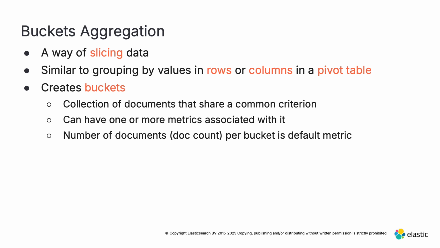In addition to the buckets themselves, the bucket aggregations also compute and return the number of documents. That's called the doc count. That's going to fall into each bucket, and that's going to be the default metric.